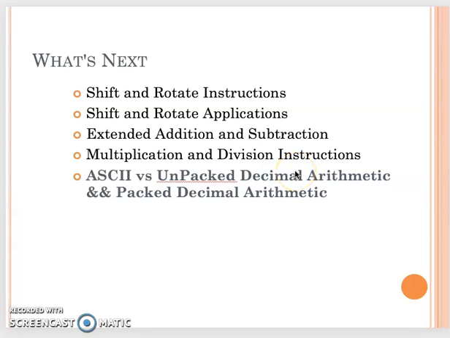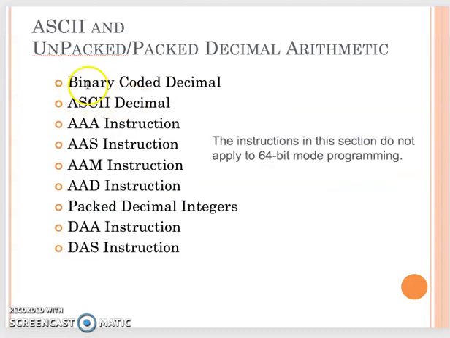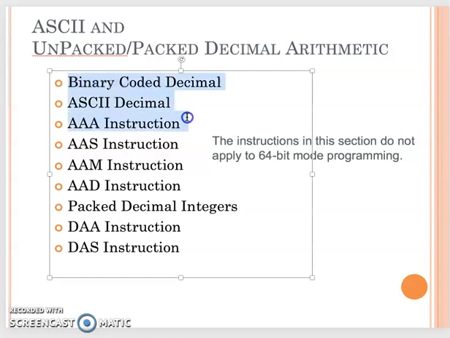The last section in Chapter 7, we will talk about some arithmetic calculation, but we will directly use the ASCII value to do the calculation. So that will be affected by the unpacked decimal arithmetic or packed decimal arithmetic. So we will show it in two videos. The first video, we will talk about how to use the unpacked decimal arithmetic.